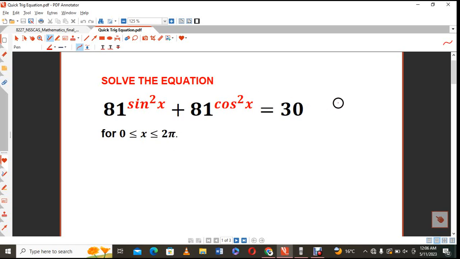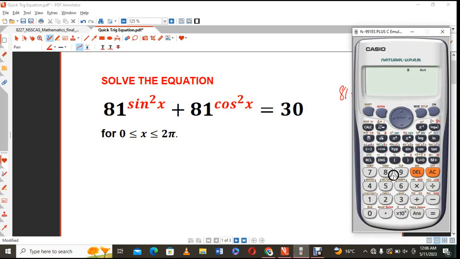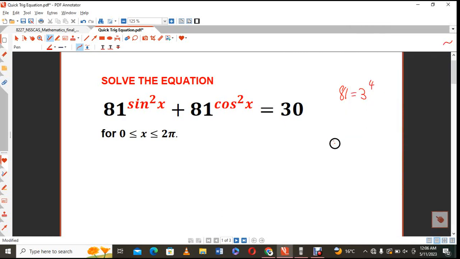I think worth mentioning is that 81 can be written as 3 raised to the power of 4. Those of you who rely so much on a calculator, 81 can be written as 3 raised to the power of 4. That is writing 81 in prime factor form. So I'm going to start off by writing that 81 as 3 raised to the power of 4. And this is sine square x plus 3 raised to the power of 4. And this is cos square x. All that is equal to 30.